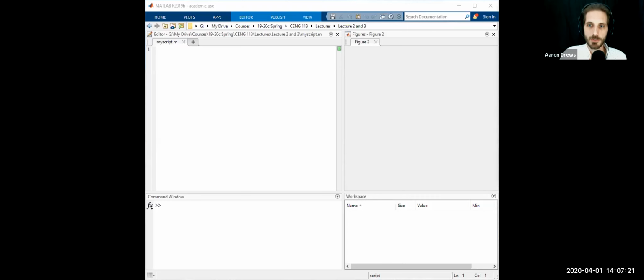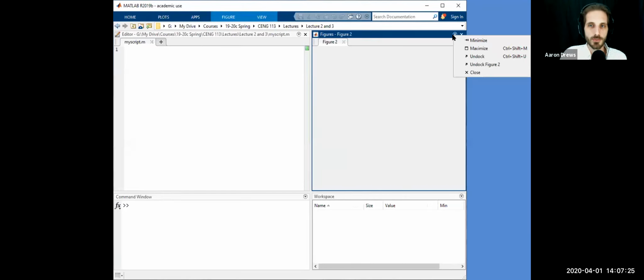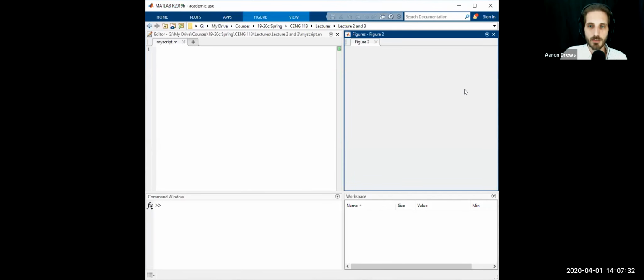How do I get the figure window to show adjacent to the script editor? If you click on the top right of your figure window, there should be a minimize, maximize, undock, or dock. If you click dock on there, you should be able to dock that, and that'll pull it down inside of here.